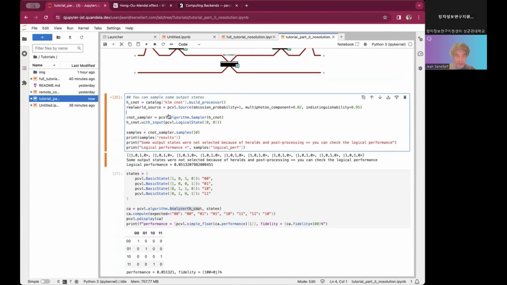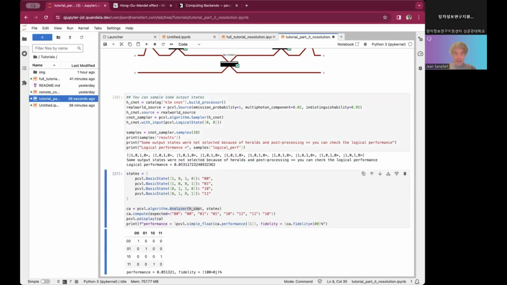So actually, oh, I have some blank. I don't know how to add. Maybe you know. Let me check the documentation. Oh, it's simply dot source. Okay, now I added some noise on my processor.